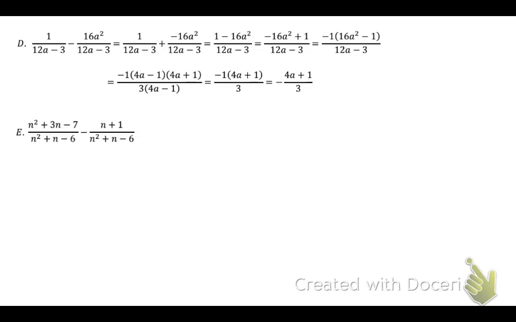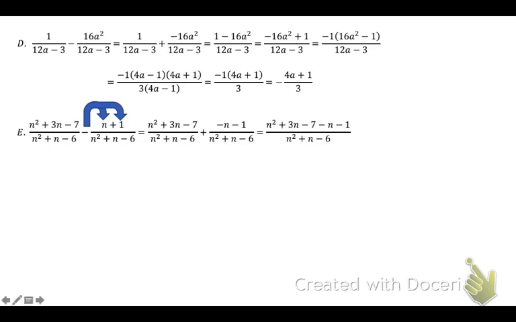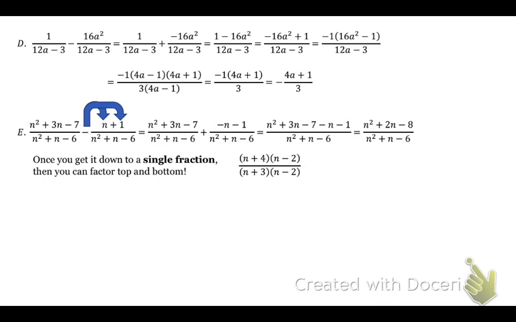Okay, let's do this one. Subtraction sign. Distribute it. So that's negative n minus 1. Combined across the top, and you get n squared plus 2n minus 8 over n squared plus n minus 6. This is where we're going to factor it. So it's going to be n plus 4, n minus 2, over n plus 3, n minus 2. Those n minus 2s cancel, and you're left with n plus 4 over n plus 3. Cool?